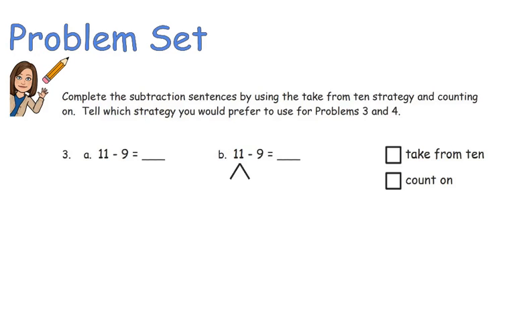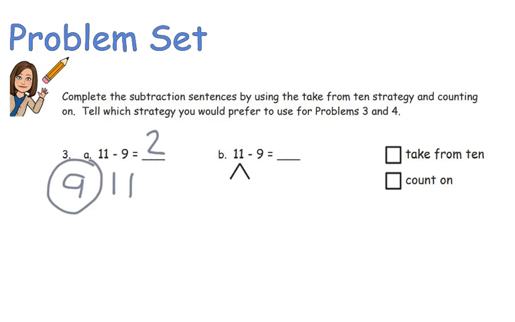Number 3. This is our last problem. It's the same thing we've been doing. There's just no word problem this time. There's no little story to go with it. So our equation says 11 minus 9 equals. So we're going to start at 9 again, and we're going to count on until we get to 11. 9, 10, 11. Oh, that was fast. How many did we need to draw? 2. That's right.